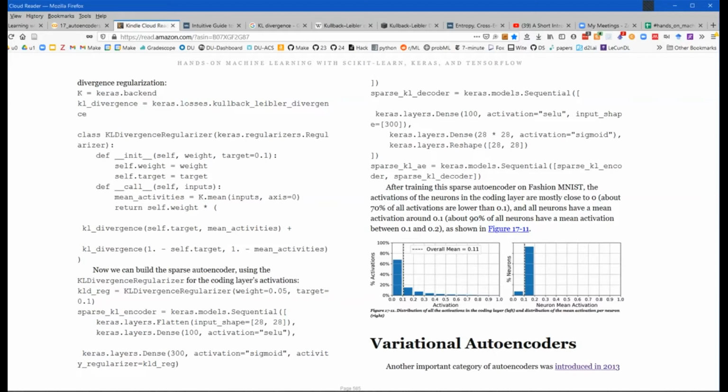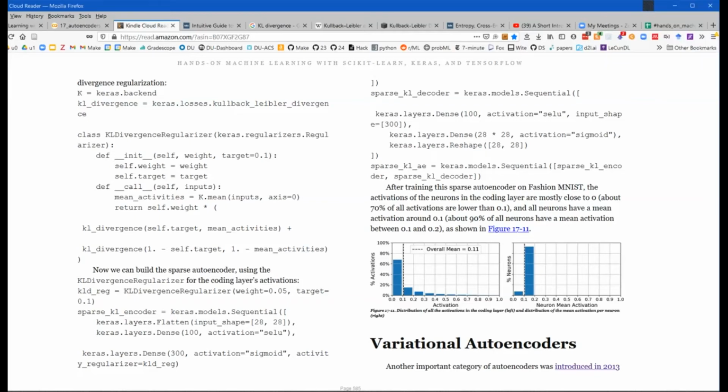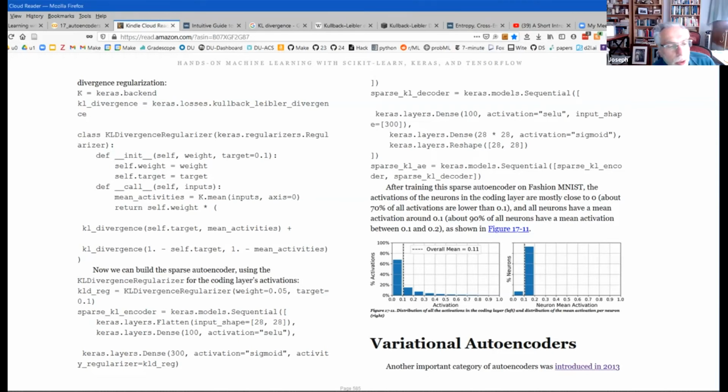70% of all activations are lower than 0.1. And if you connect with 0.1, that 0.1 was the target sparsity that we were talking about in that previous example. So 70% of the neurons are here, and they meet the target sparsity, and the other 30%. If you're talking about number of neurons, it's the number of neurons which have activations less than 0.1. So that's 70% of 300 or something like that.